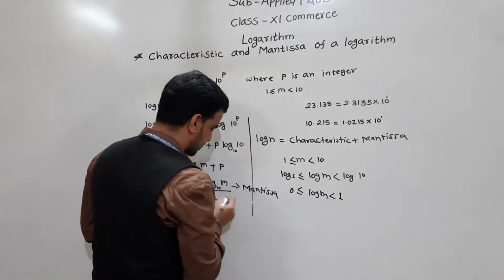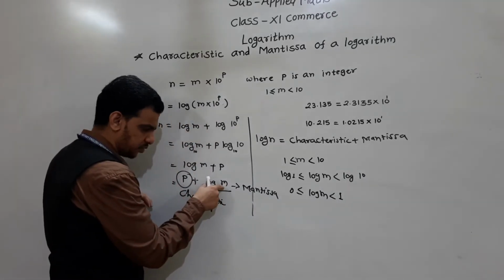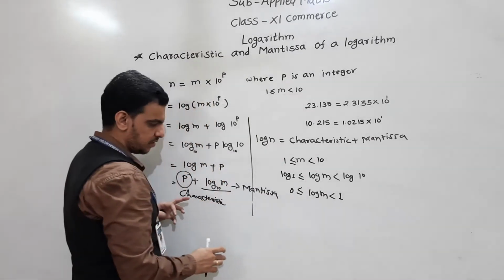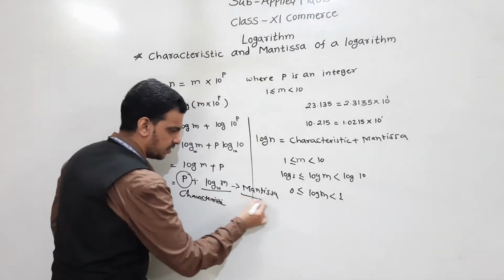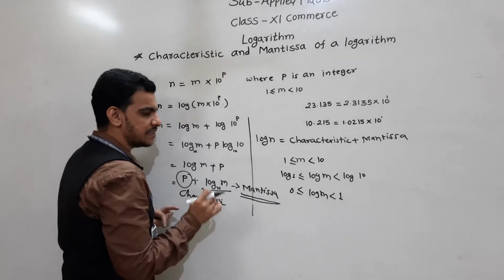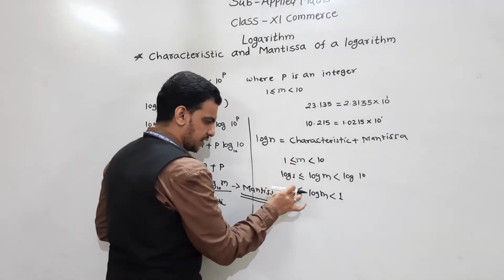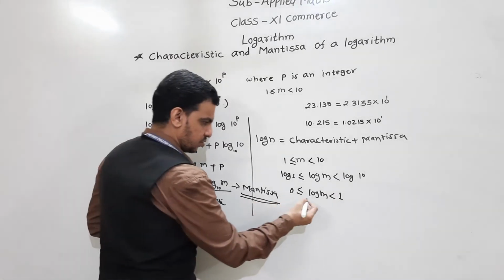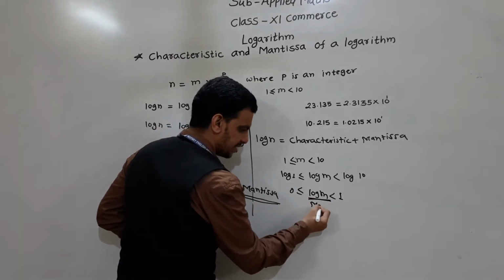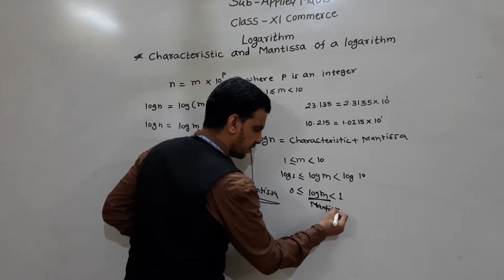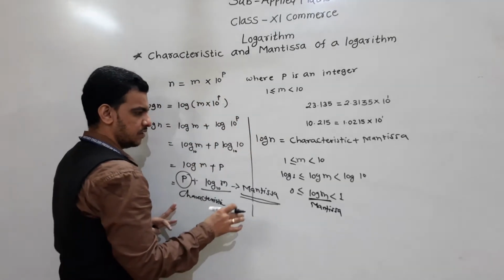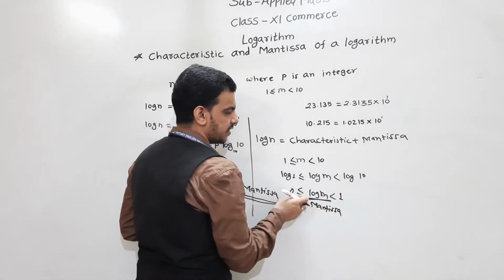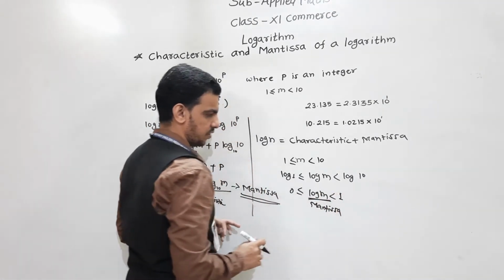So this value of log m to the base 10 is in between 0 to 1. Understand this? It means this mantissa always lies in between 0 to 1. So this log m is the mantissa. The mantissa lies between 0 to 1, it is greater than or equal to 0 but less than 1.